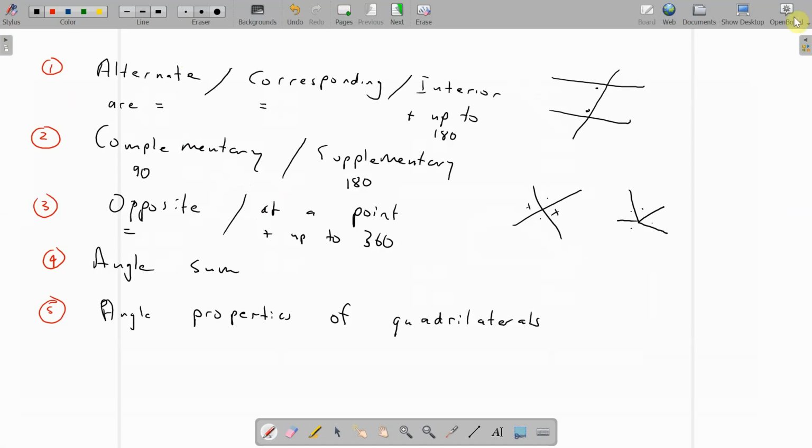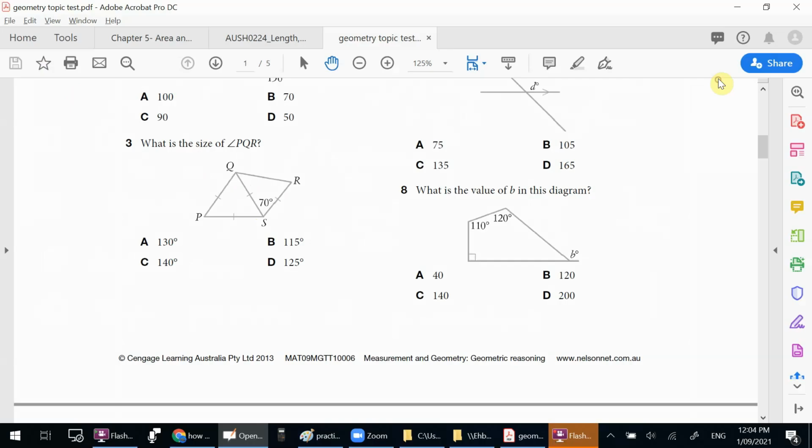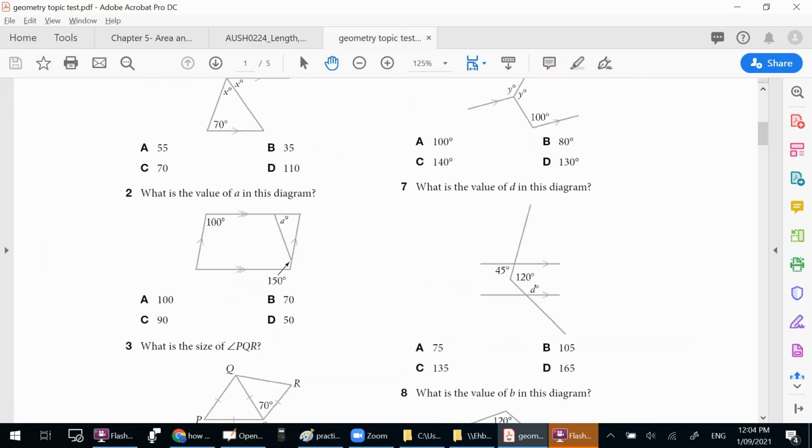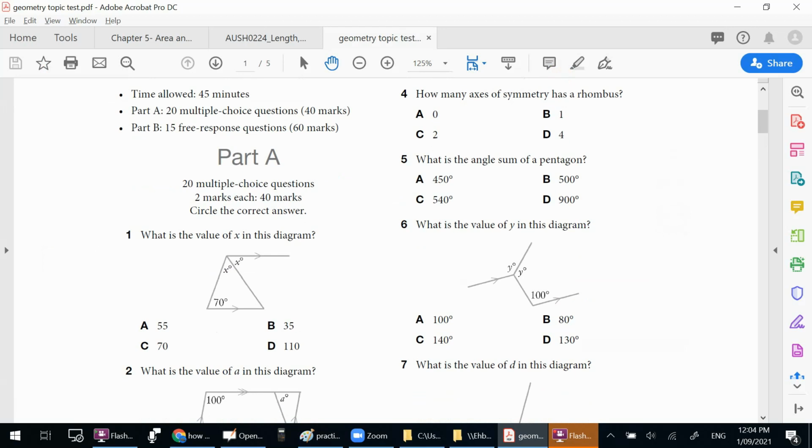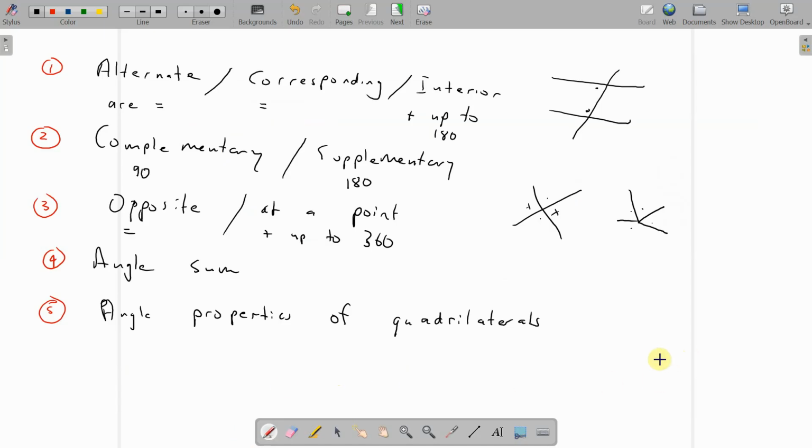Okay, let's go back. And I'm going to just go up. Here we go. A rhombus has two axes of symmetry. I'll just show you down here in the corner. A rhombus is like a parallelogram, but the side lengths are equal. So you've got an axis of symmetry going that way and one going that way. 2.